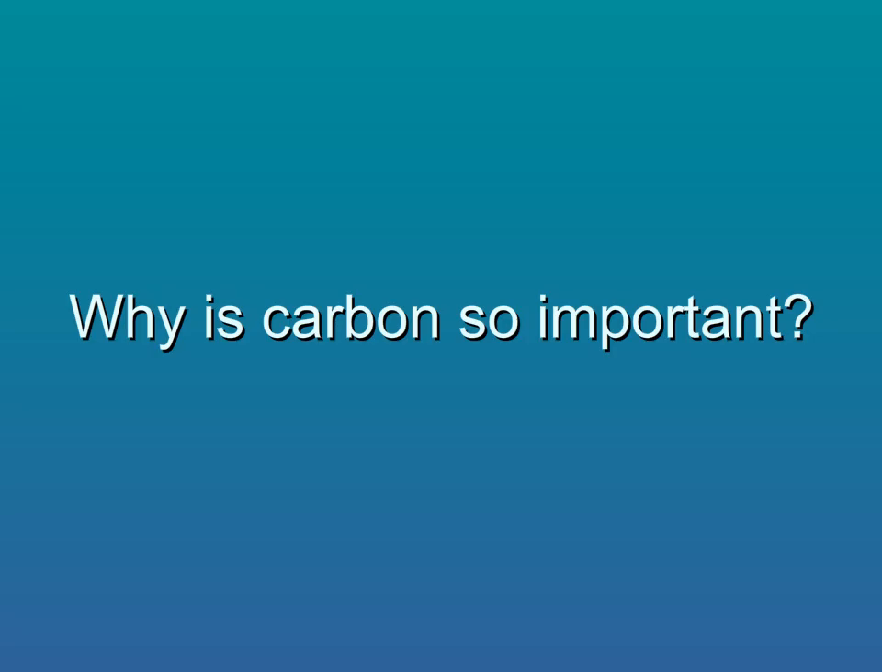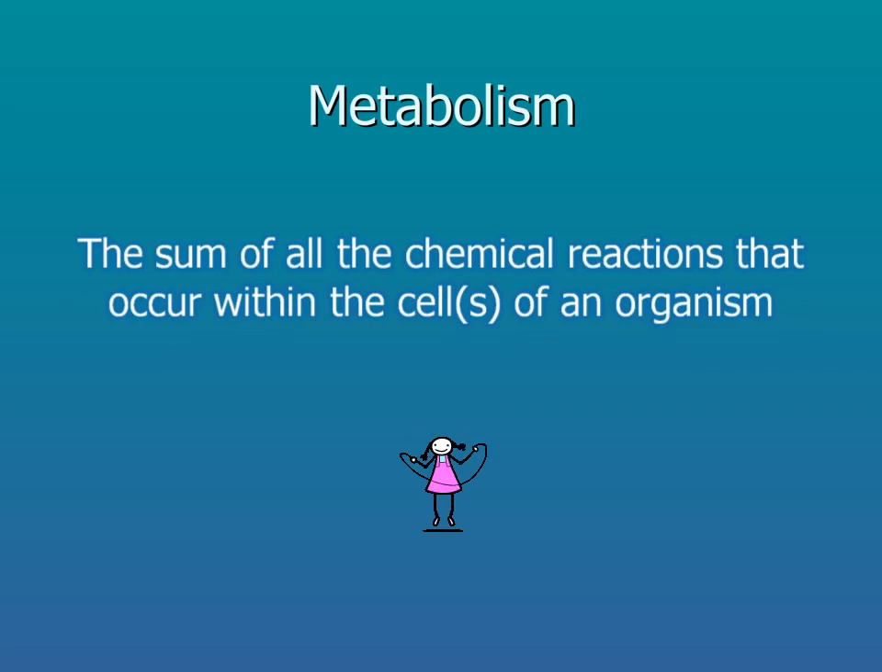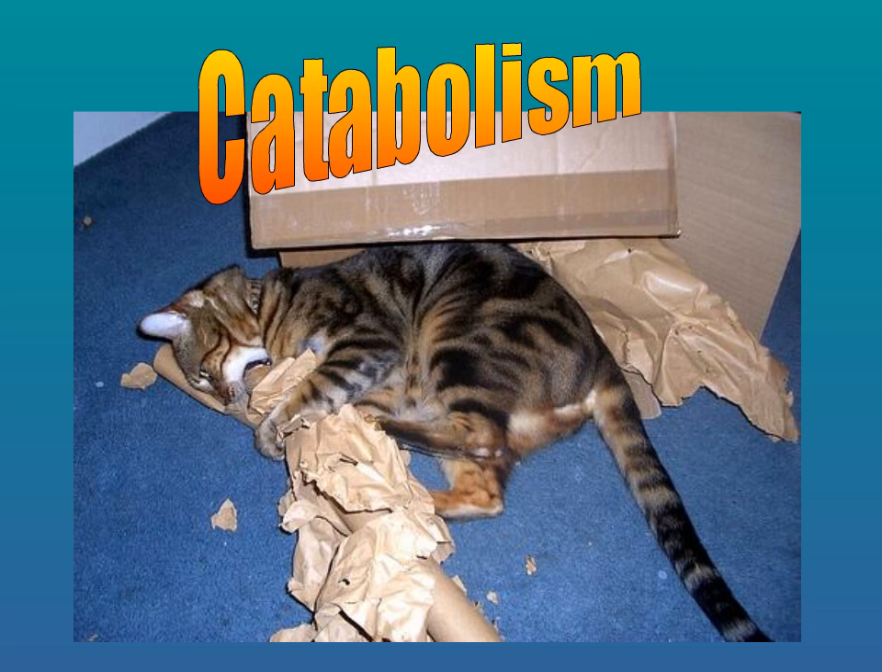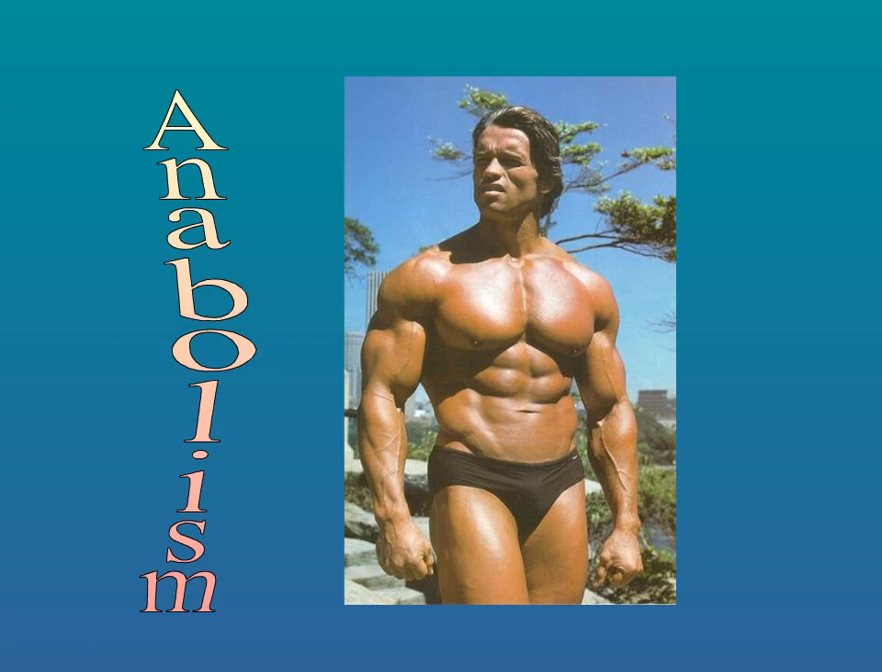All life forms are carbon-based. This is due to the bonding characteristics of carbon. You should know by now that metabolism is the sum of all the chemical reactions that occur in an organism. There are 2 main types of metabolism. Catabolism, which is the breakdown of biological molecules. These reactions release energy. And anabolism, which is the building of biological molecules.